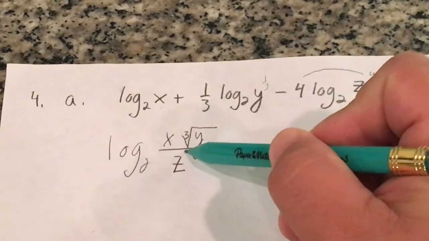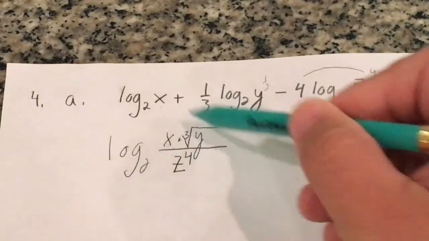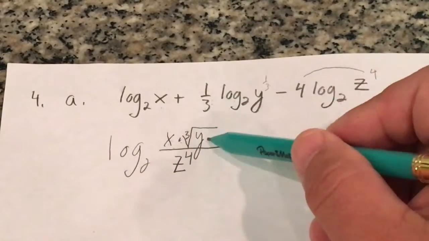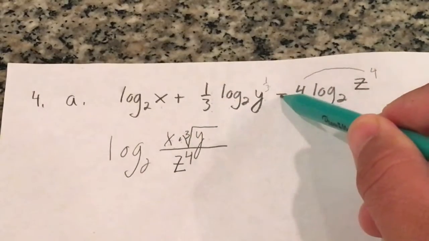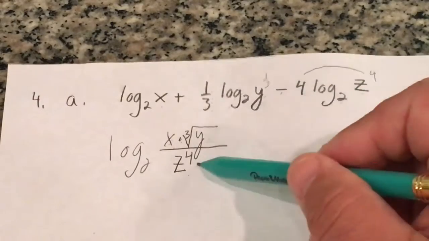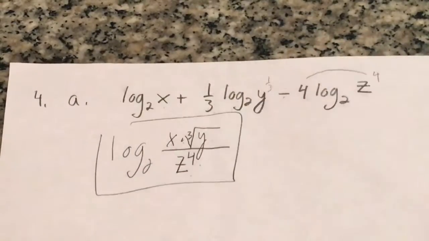So it's going to be log base 2 of x times, because it'll multiply, cube root because of the 1/3, y, divided by, because of the minus sign, over z to the 4th power. And that's your final answer.